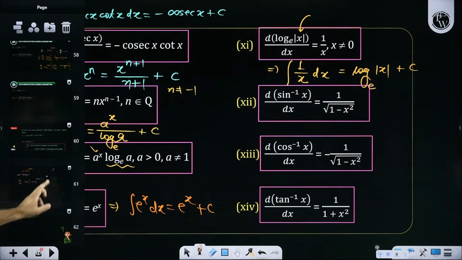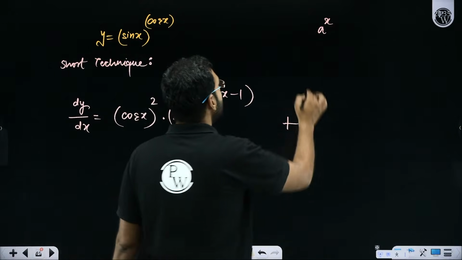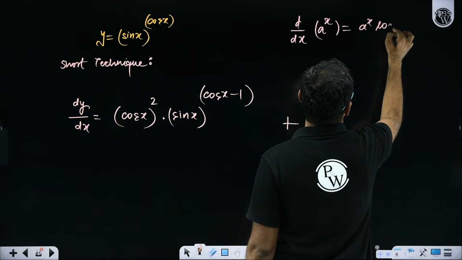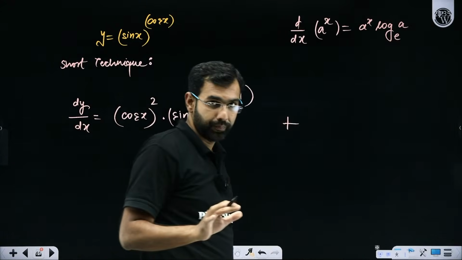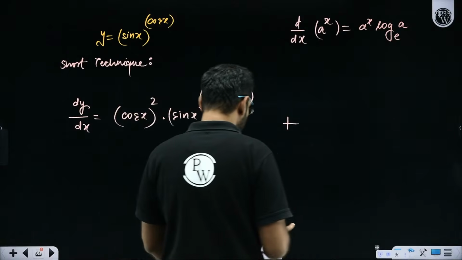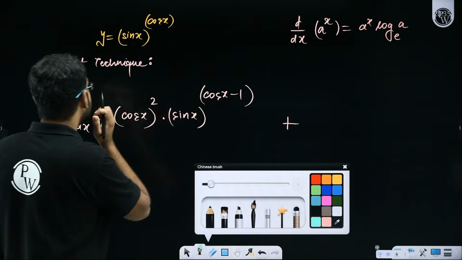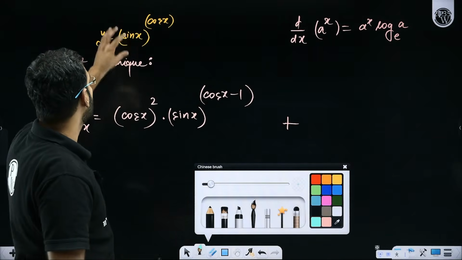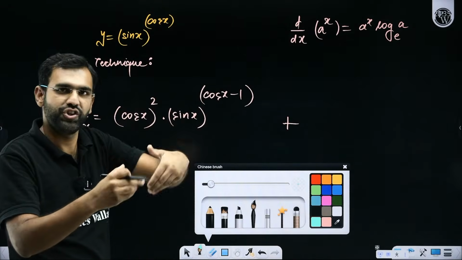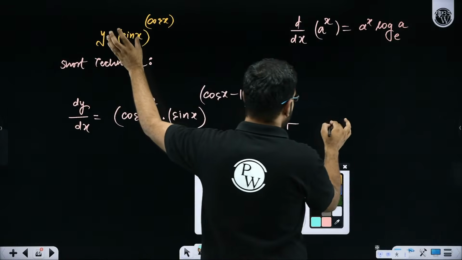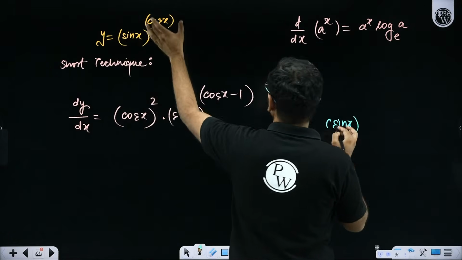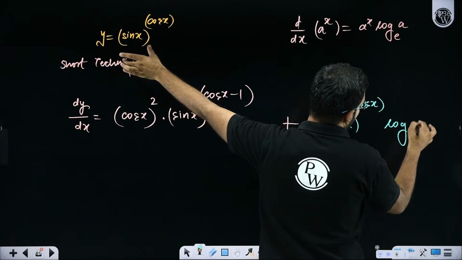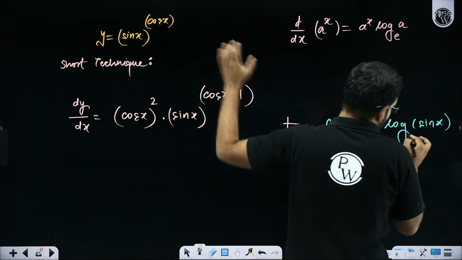It may look a little confusing, but let me first tell you the derivative of a to the power x is a to the power x ln a. So here, if I use that short trick, pay attention everyone: sin x is treated as a constant, cos x is treated as a variable. So the differentiation of a to the power x is a to the power x ln a. So it will be a, which is sin x, to the power x, which is cos x, times ln a, which is ln of sin x.